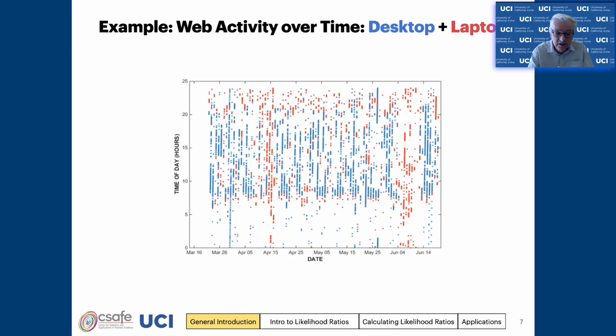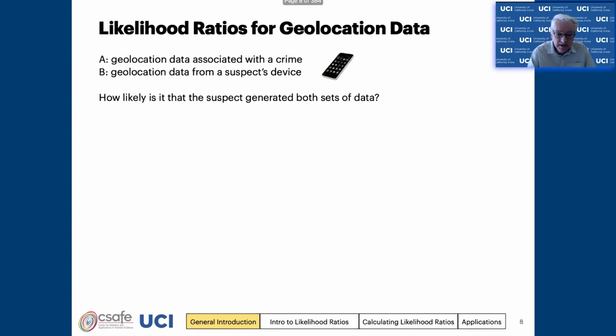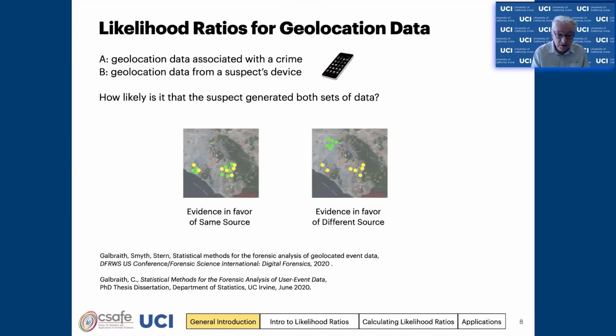Can we look at this in a more quantitative fashion and come up, for example, with likelihood ratios? Next slide, please. So in our group in the past, we have looked at geolocation data, and this is an increasingly common type of data in digital forensics. So let's say we have geolocation data associated with a crime, data set A, and data set B, geolocation data from an individual suspect's device. How likely is it that the suspect generated both sets of data? This is a common question. We've done some work on this.